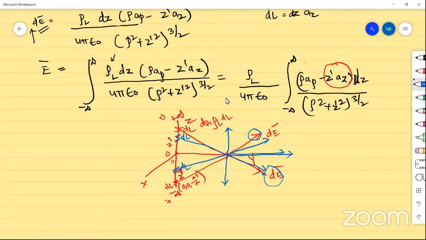Okay, so what happens here: the dE magnitudes are the same, but they are directed in opposite directions. These components are vertical components in the z direction, but in opposite directions, so they will cancel each other. If you consider another dl, it is the same thing: the vertical components cancel each other.